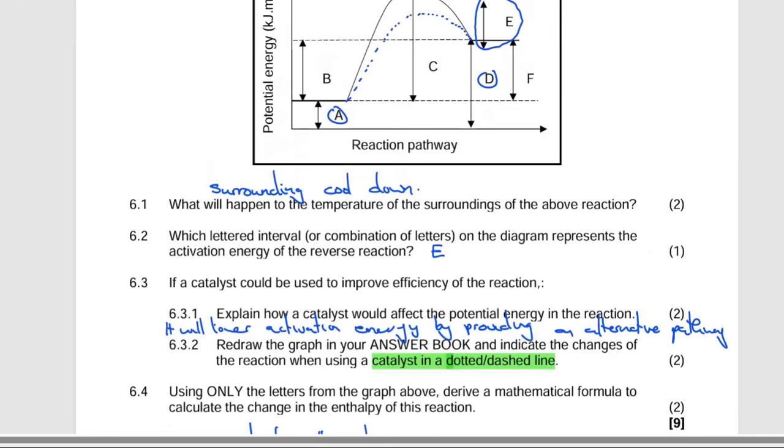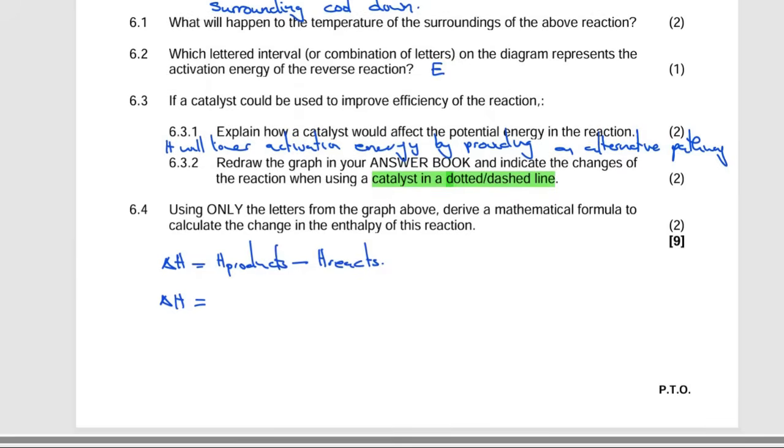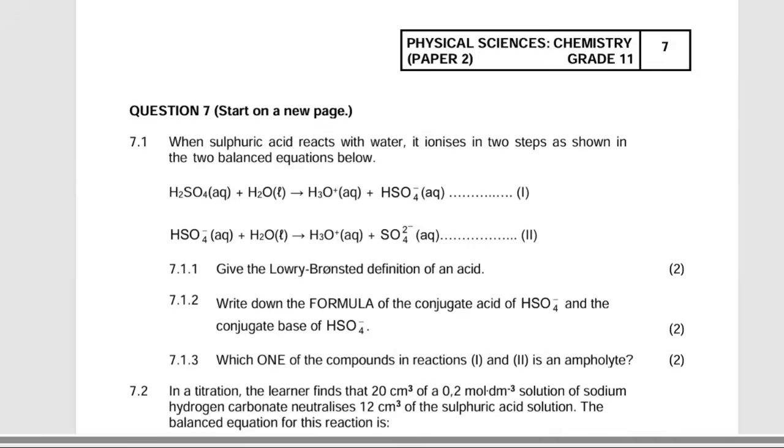So it's the same as products minus reactants. Therefore, I'm going to say D minus A there. So that's how we answer that one, because they said using letters from the graph above, derive a mathematical formula. So this is the mathematical formula that they're looking for. Then now to proceed to the next question, which is question 7.1.